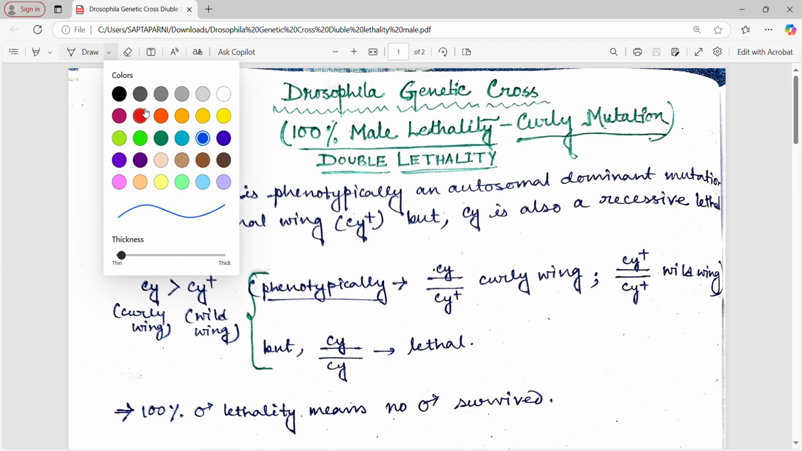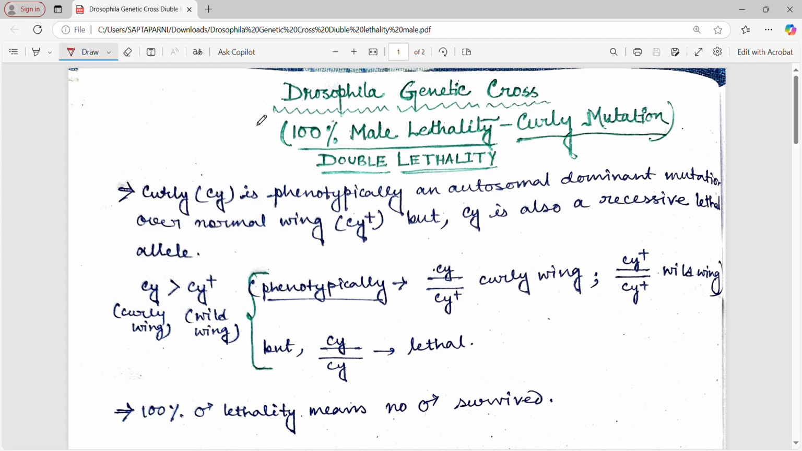So in today's video we are going to discuss genetic cross in Drosophila, and we will be mainly focusing on 100% male lethality or double lethality in Drosophila Curly mutation.